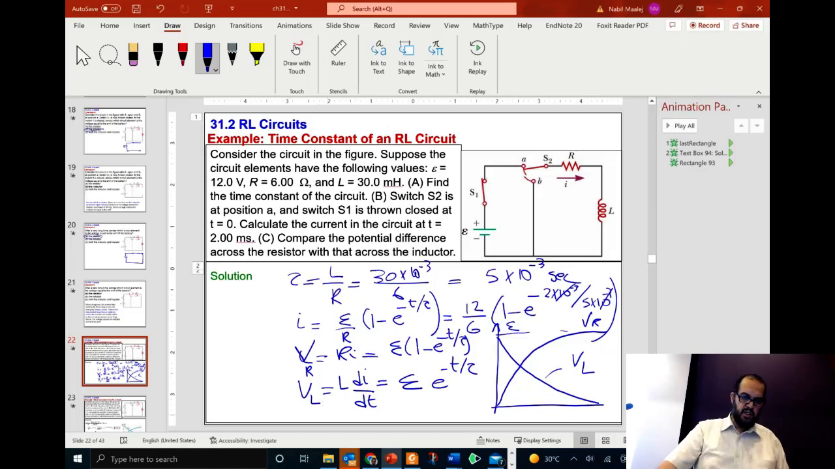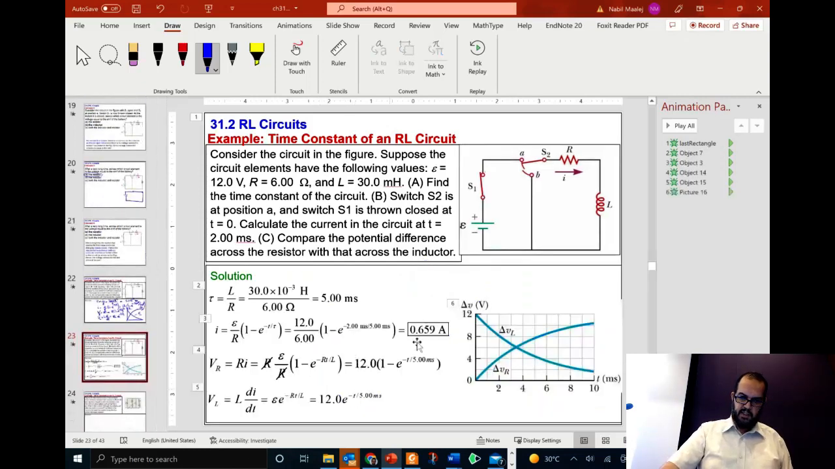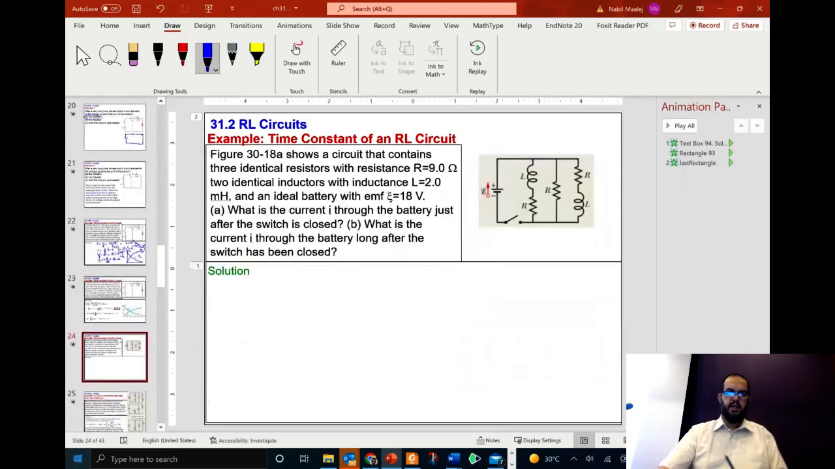All right, so this is what we get. The current is 0.659 amps. This is VR and VL, and you can evaluate them at 2 milliseconds, and you get the values. You can see the potential difference across the inductor is decaying exponentially, and the potential difference across the resistor is increasing exponentially.